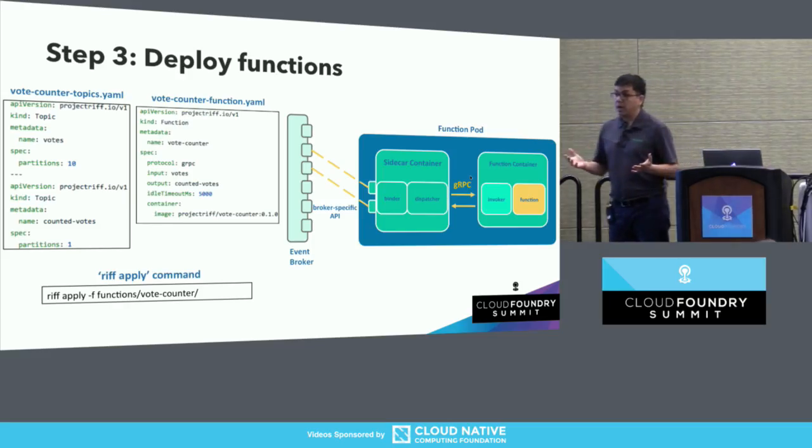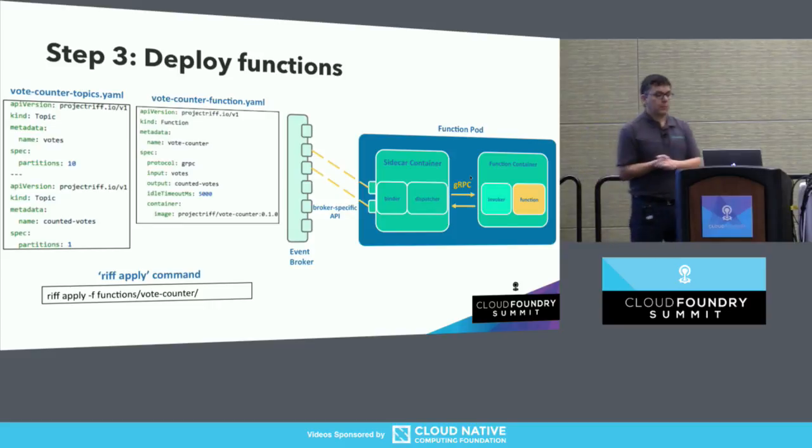Riff is going to create a function pod, and it has two containers inside. One is your function container with the invoker and your code, and the other container is a sidecar. You don't have to worry about it. It's a proxy that Riff manages for you every time you deploy a function. It's a layer of indirection so that the function container can communicate with the event broker. It talks natively using the broker API, and it talks to the function container using gRPC, which is a bidirectional protocol. That enables the stream processing magic that you're going to see in a few minutes.